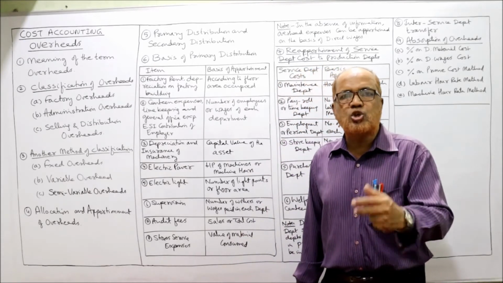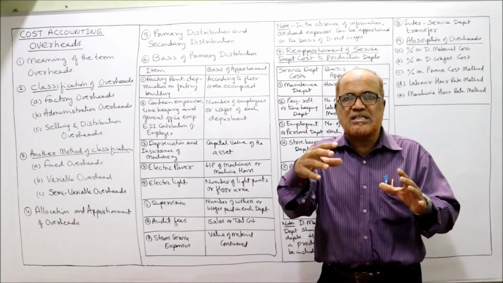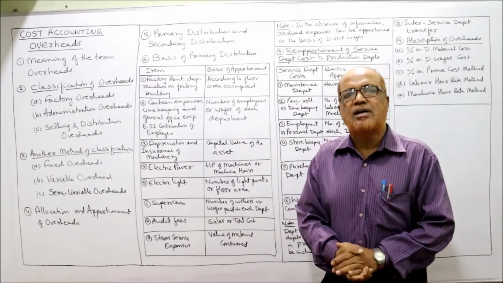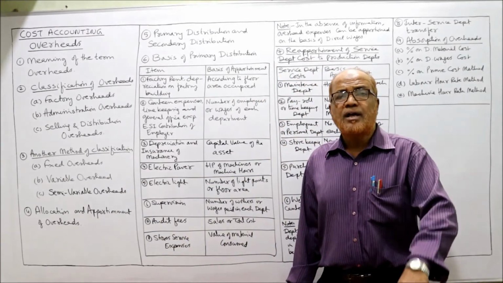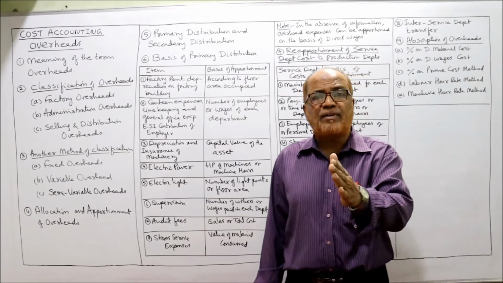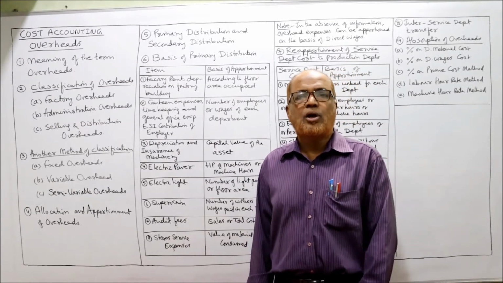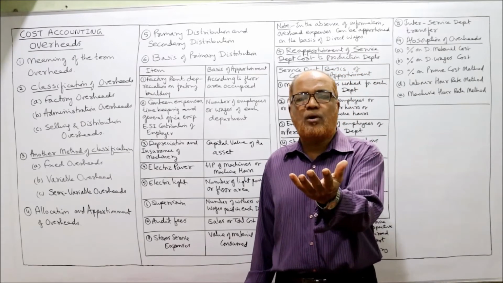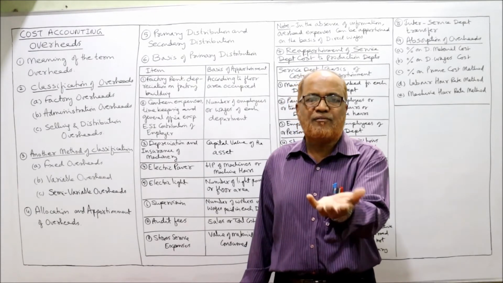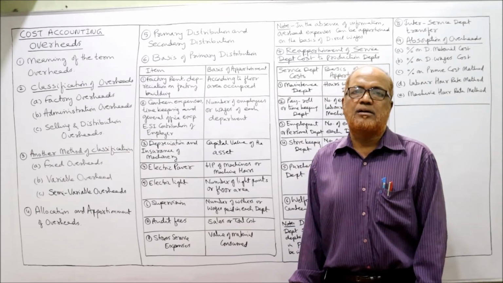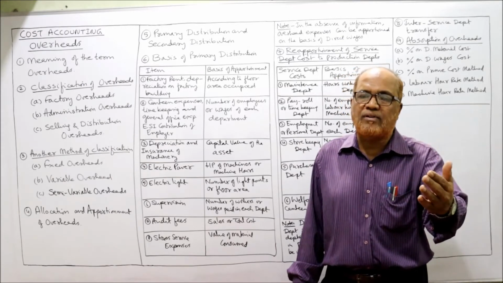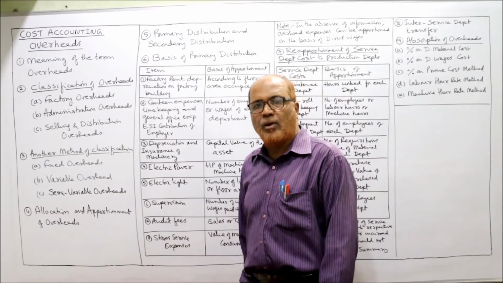Examples we can give: consumables or electricity which is used in running the machines, etc. Now semi-variable overhead. The semi-variable overheads are partly fixed and partly variable. To some extent the overhead will remain fixed. Later on the overheads will become variable. So partly fixed, partly variable is called semi-variable overheads.